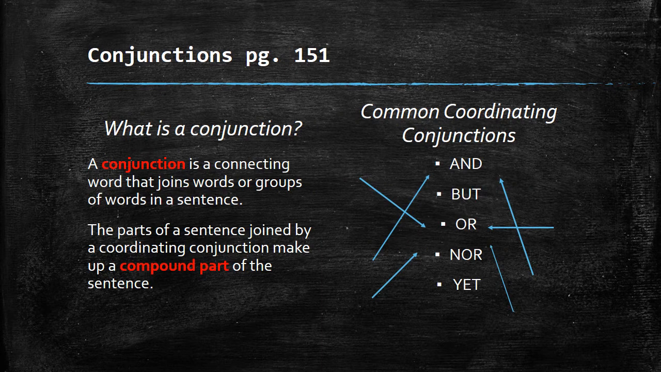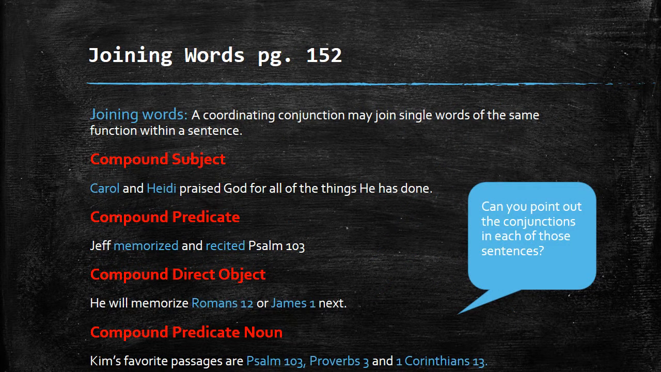If you have your text, we're going to be on page 151. And let's first talk about what a conjunction is. A conjunction connects words and also groups of words together in a sentence. The parts of the sentence joined by a coordinating conjunction make up the compound part of the sentence. In your text, you will see a chart that lists the 5 most common coordinating conjunctions: and, but, or, nor, and also yet. Double check yourself to make sure that you found the correct coordinating conjunction by reading the sentence without that word.